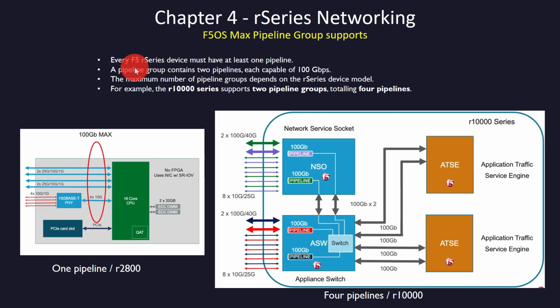Every F5 rSeries device must have at least one pipeline. A pipeline group contains 2 pipelines, each capable of a 100 Gbps limit. The maximum number of pipeline groups depends on the F5 rSeries hardware model. For example, the F5 rSeries 10,000 series supports 2 pipeline groups, totaling 4 pipelines.